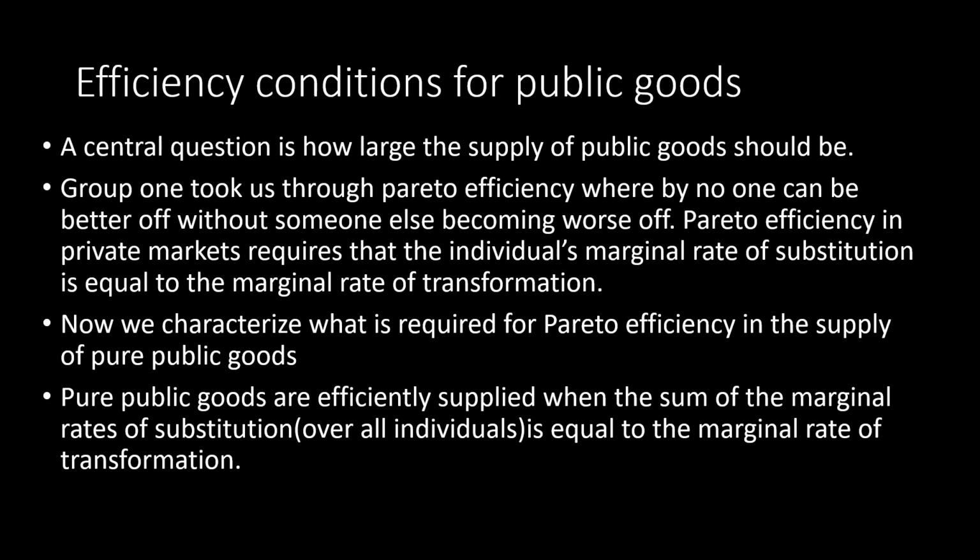Public goods are those that are efficiently supplied when the sum of the marginal rate of substitution over all individuals equals the marginal rate of transformation. So here we're going to see later a curve explaining that. Actually, we don't have a curve, but if you use a PPF, then you will see a trade-off.